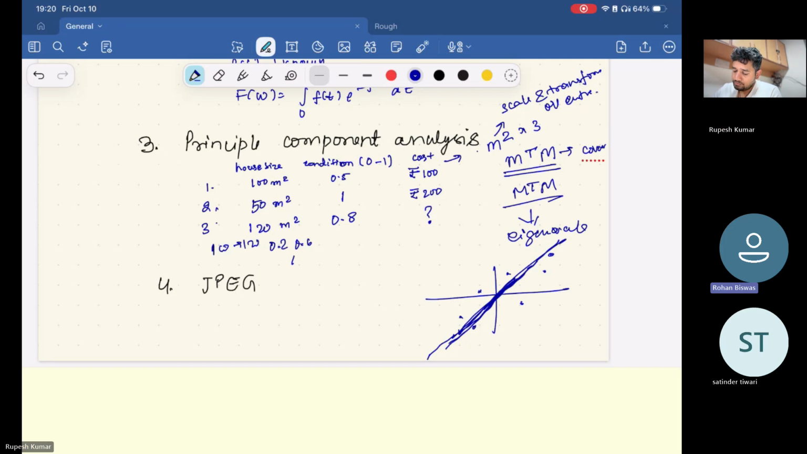Even if we discard all the other components, then it will not be that big of a deal, right? Yeah, it will not be that big of a deal. It can be used for compression tasks. Okay.